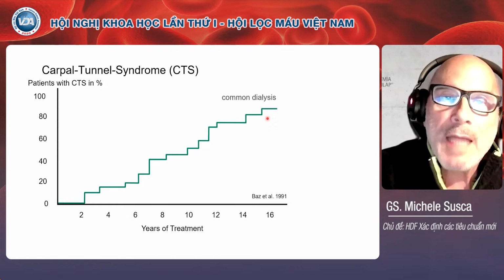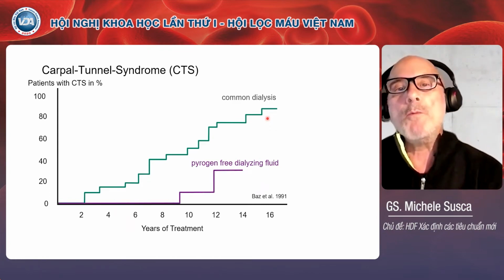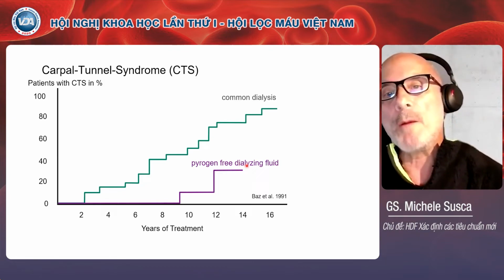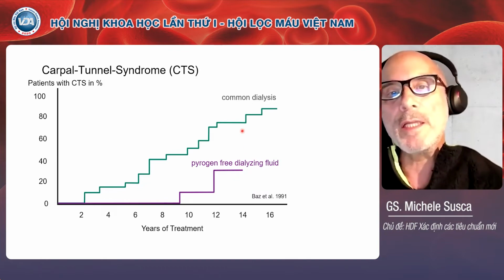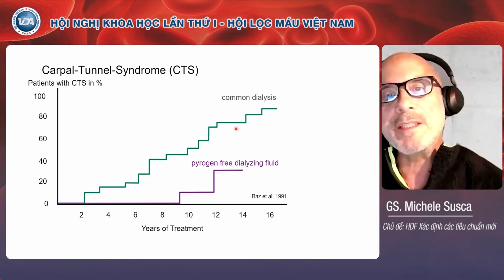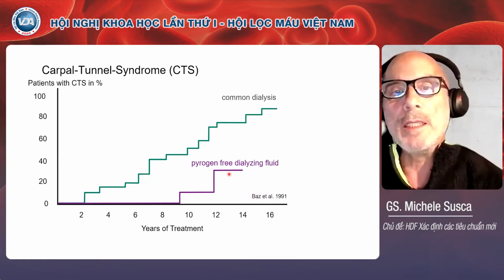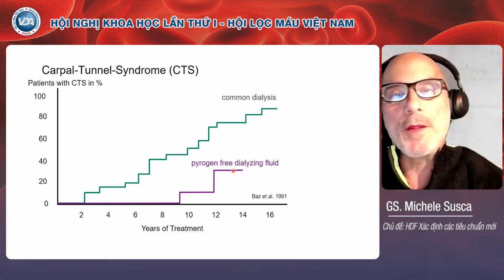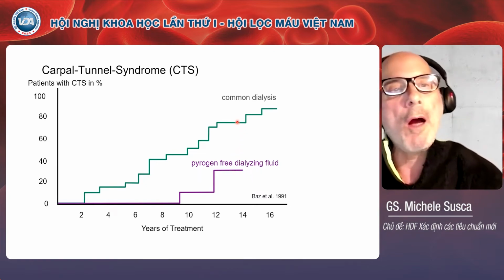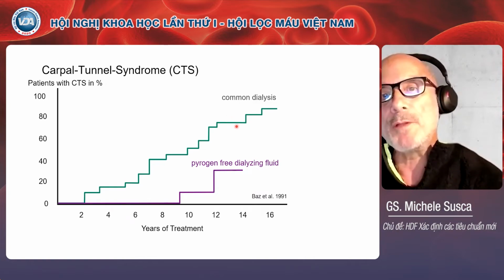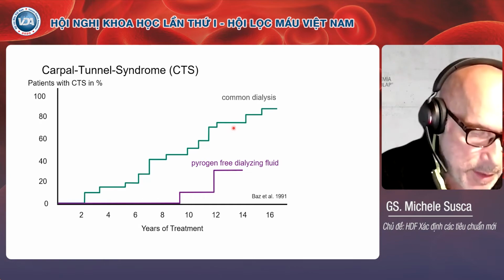What they did in this study was to clean the dialysis fluid, removing the endotoxins, producing ultra pure dialysis fluid. And you see the problem is reduced significantly. After 13 years, only 30% of the patients had these problems, compared to almost 70% of the patients in common dialysis. So this is a significant difference.